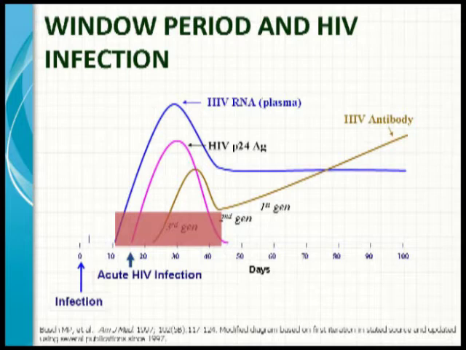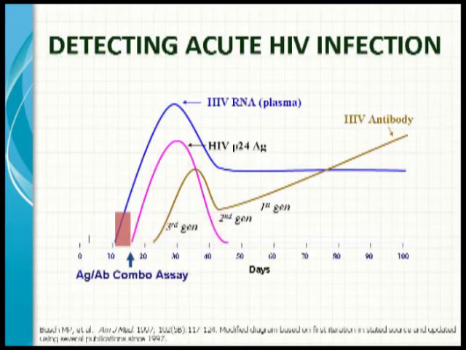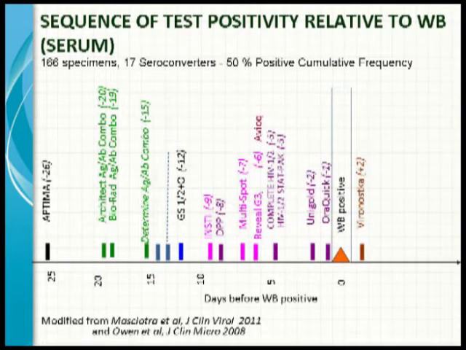So this would be our standard testing if we're just using a rapid screening test. If we use a 4th generation, the antigen antibody can really shrink that timeline down. And for now, that's the best that we can do unless we do what we call the RNA screening. So the Western blot is way out there.